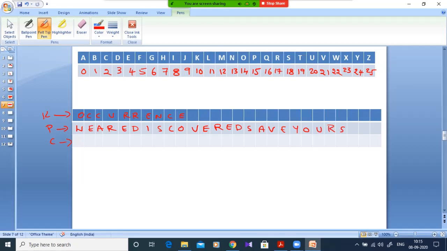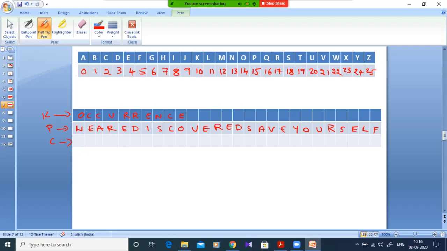This is how I have given the numbers to each letter in the 26 alphabets. As the number of alphabets is 26, the modulo operation is 26. Now this is the key and this is the plain text. So we have to match the key and the plain text letters. That's why the key is repeated.